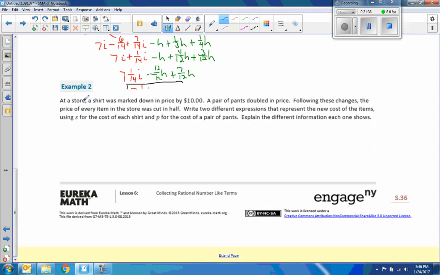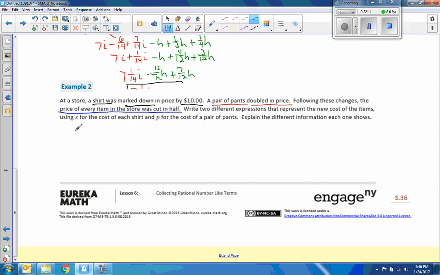Example 2. At a store, a shirt was marked down in price by $10. A pair of pants doubled in price. So, shirt marked down $10. Pants doubled. Following these changes, the price of every item in the store was cut in half. After they changed that, they cut every price in half. Write two different expressions that represent the new costs of the items.